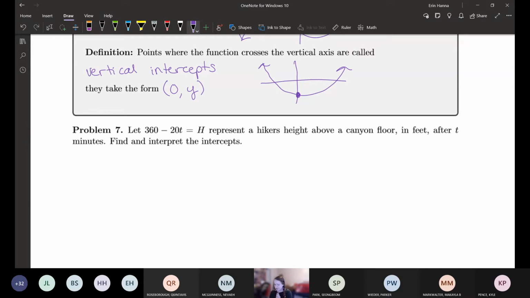So, problem 7. Let 360 minus 20t equal h, representing a hiker's height above a canyon floor in feet after t minutes. Find and interpret the intercepts. So I'm going to go ahead and split this up. We're going to have two intercepts, a t-intercept and an h-intercept.